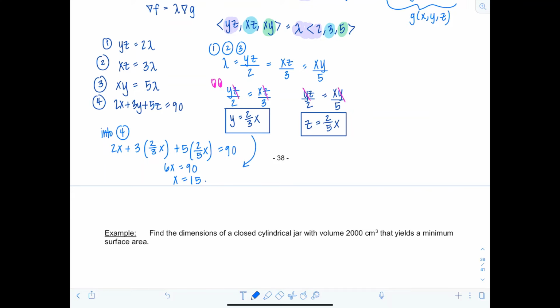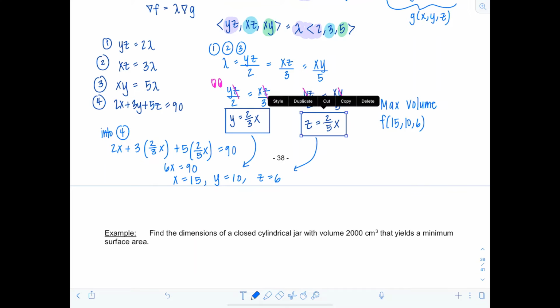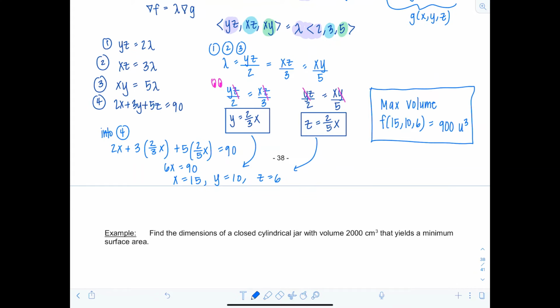And then from up above, if x is 15, then y is going to be 10. And z is going to be 6. Okay? So there I know that those coordinates will yield the max volume. F of 15, 10, 6, x times y times z, and that max volume is going to be 900 units cubed. Now, if they just asked me to use the method of Lagrange multipliers to find all extrema, then I could not have eliminated the option of z equaling 0 and taken that for granted, but since I knew I only wanted maxima, I threw that away. Okay, so just be careful when you take liberties like that.